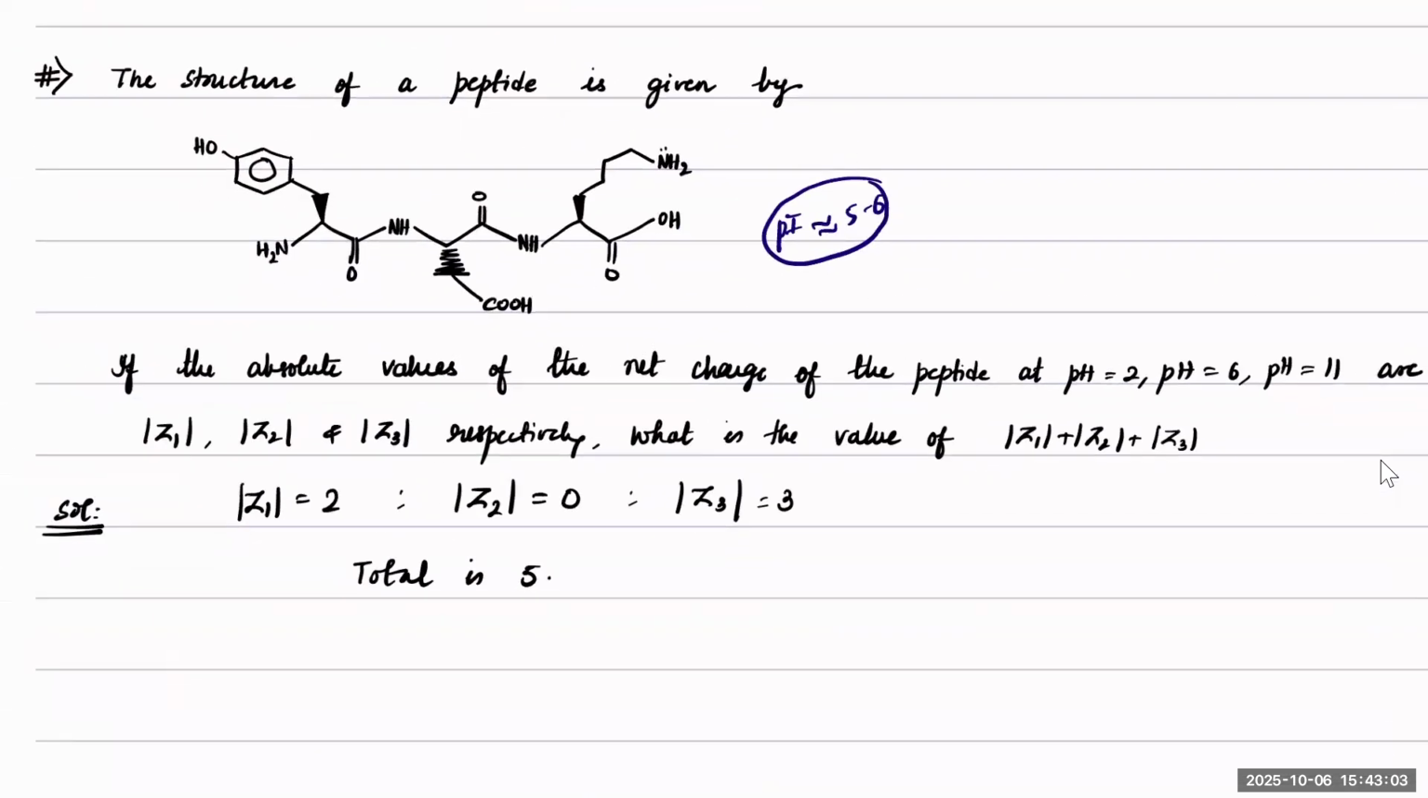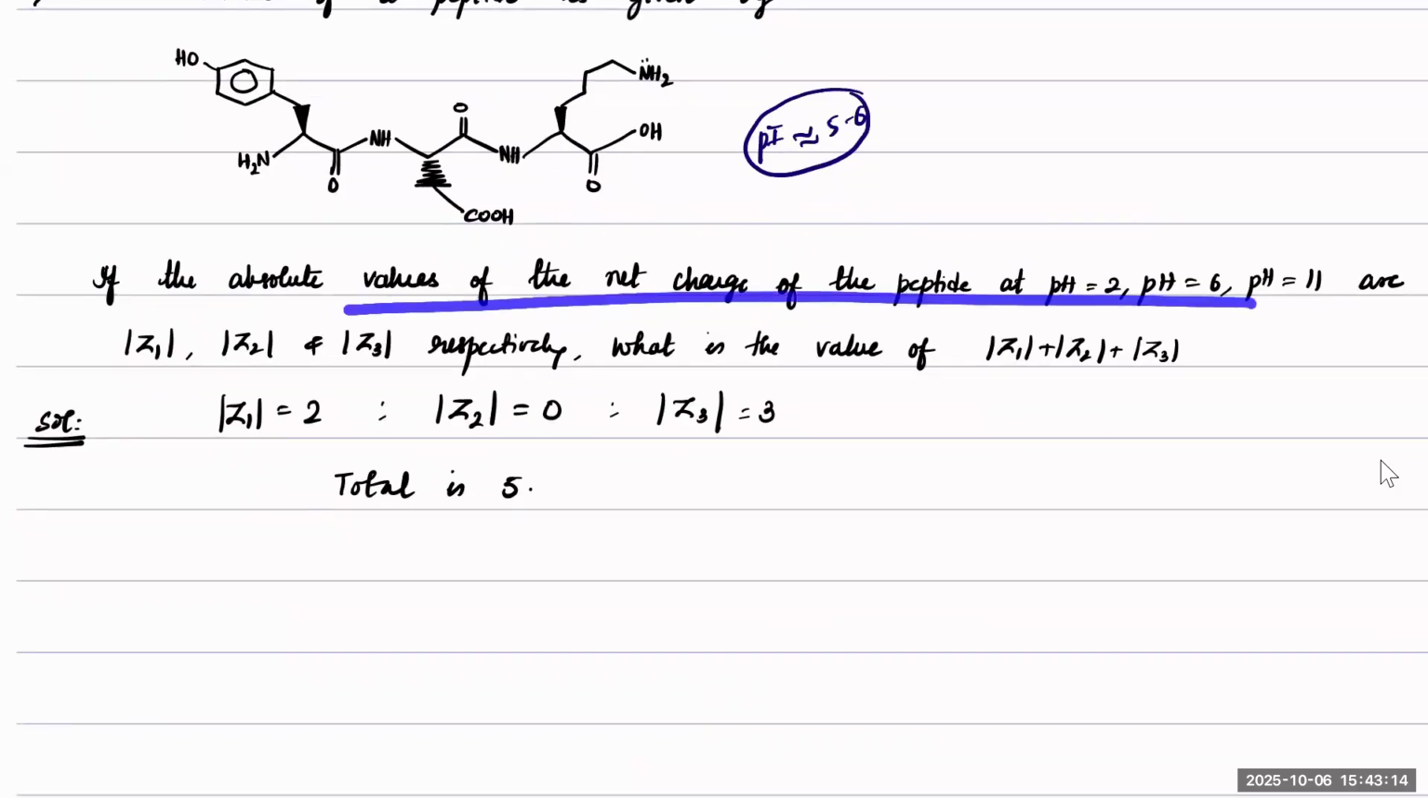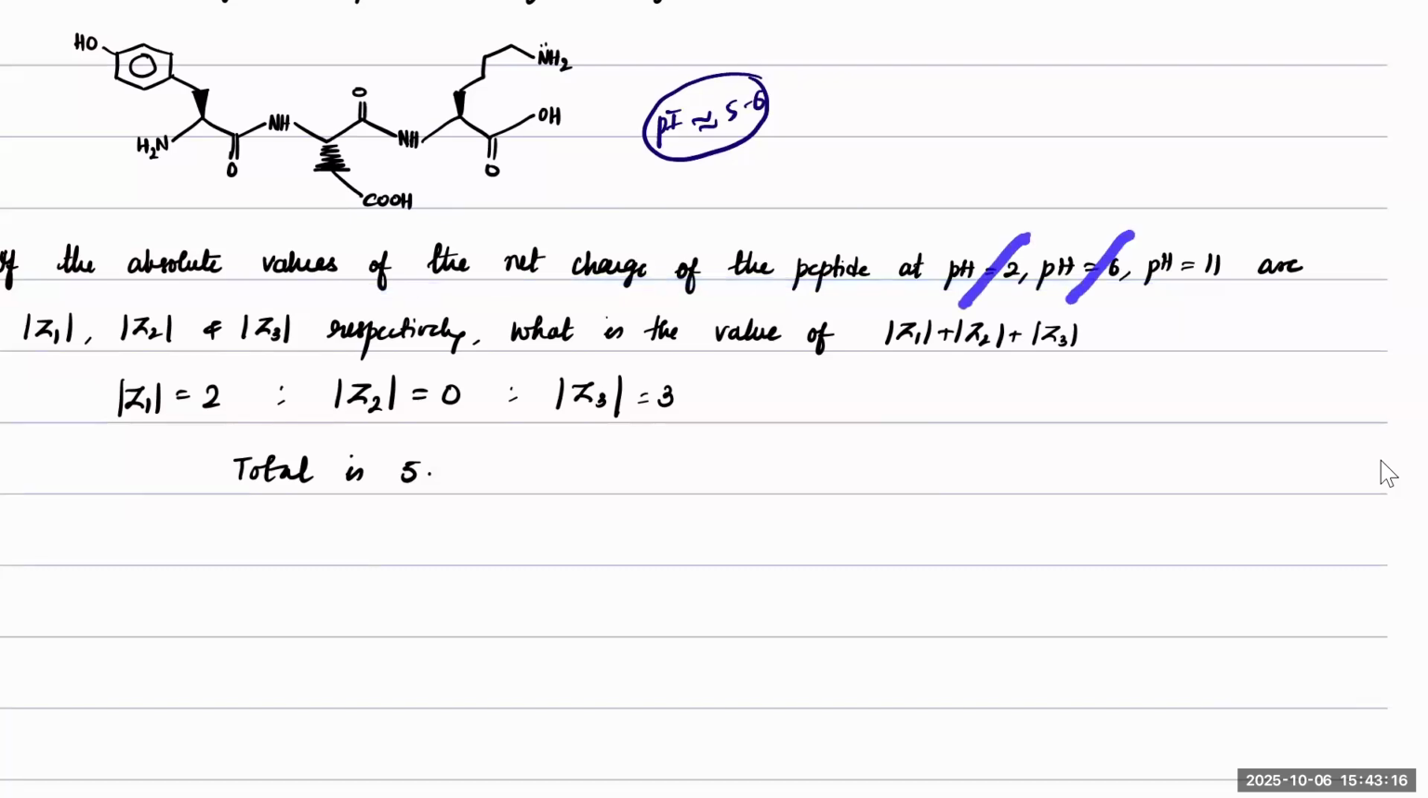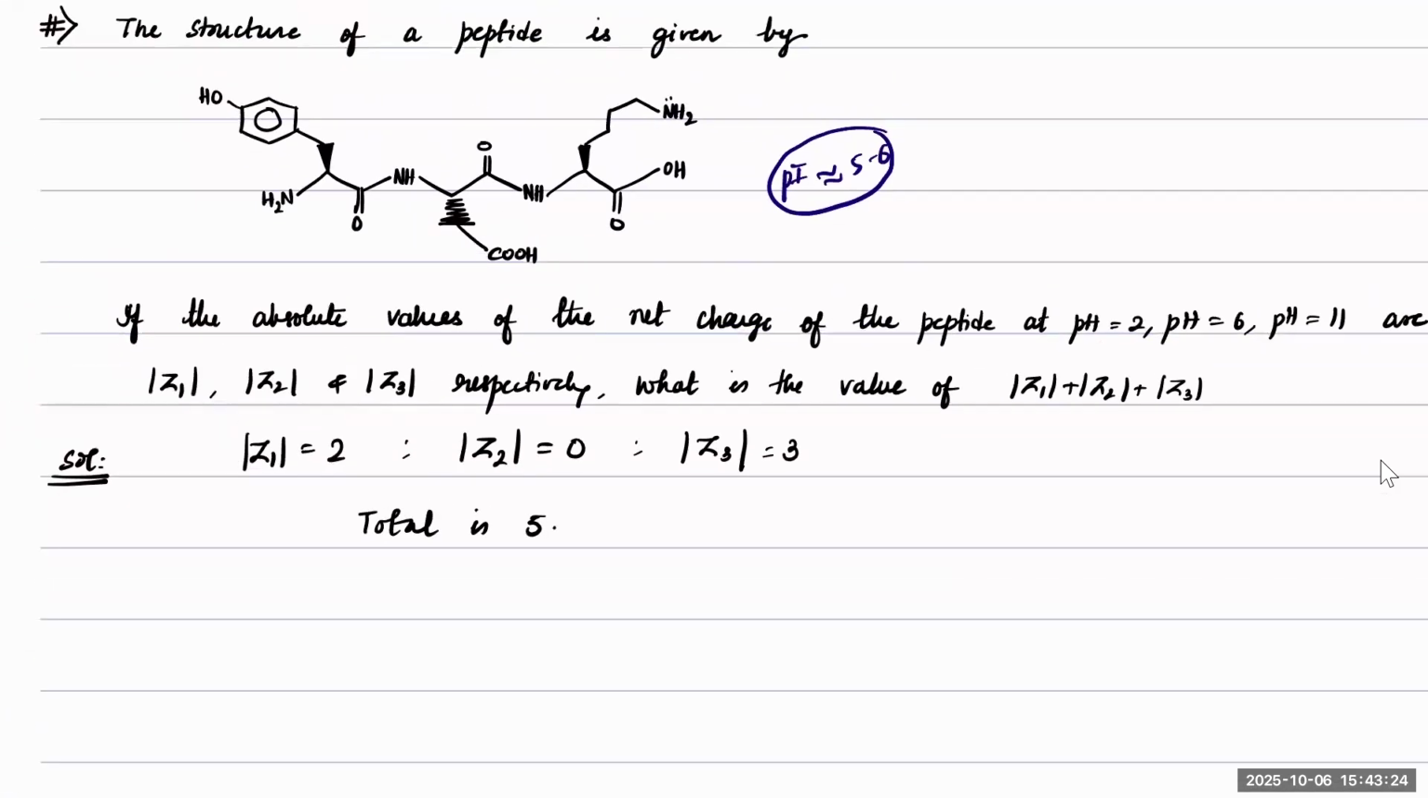On a similar lines, this was one more question just recently asked in PYQ. The structure of the peptide is given this way, and you were asked what is the absolute value of net charge if pH is 2, pH is 6, pH is 11. See, when it is neutral amino acid, you notice that here we have one acid, acid, amine, amine. That means equal number of amines, equal number of acids. So that makes it neutral amino acid. So since it is neutral amino acid, the pi value will be somewhere around 5 to 6, correct?